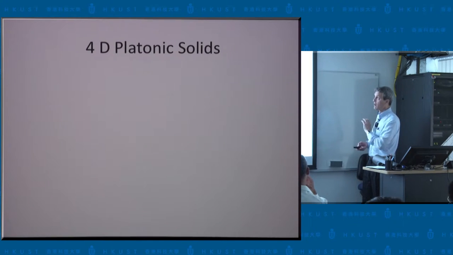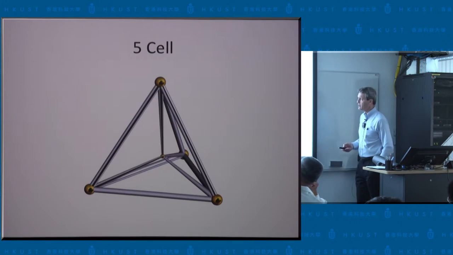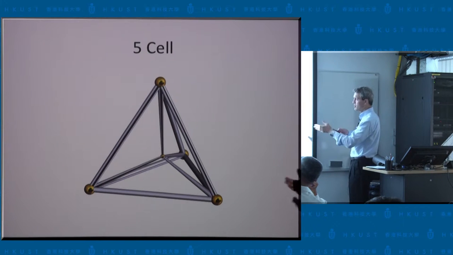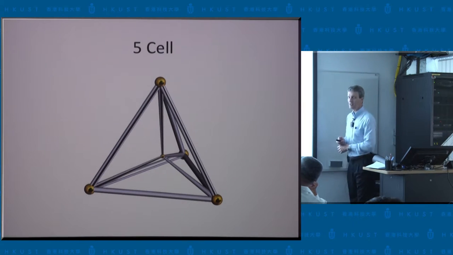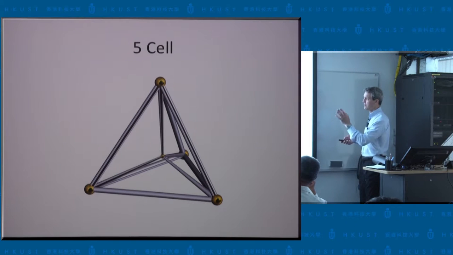But in four, there are the five cell. So these are two-dimensional projections of three-dimensional projections of four-dimensional polyhedra. So you'll just sort of have to try to. They'll just give you some vague idea of what they look like.